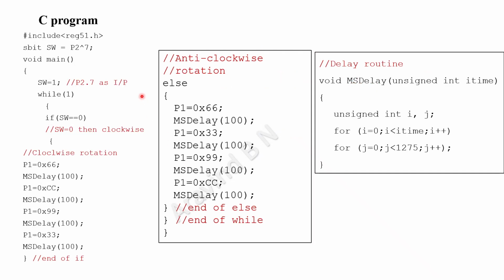Further, this is the C program for the same thing, but anyhow a C program is not being asked in the question, but for the sake of understanding or further additional information I am providing it over here. The same concept is written in the C program. So clockwise rotation, then anti-clockwise rotation, then whatever millisecond delay between two values is being called, that delay routine is given over here. So you can follow up on this one.